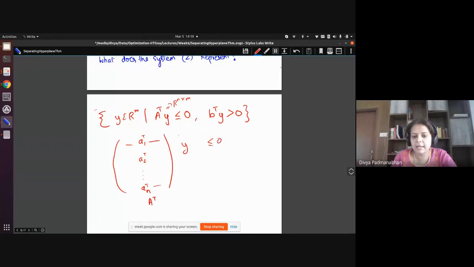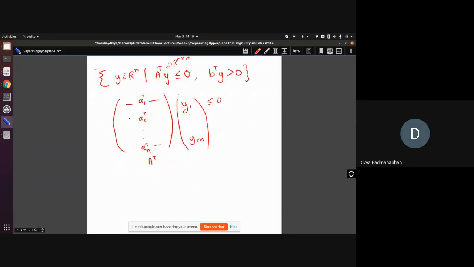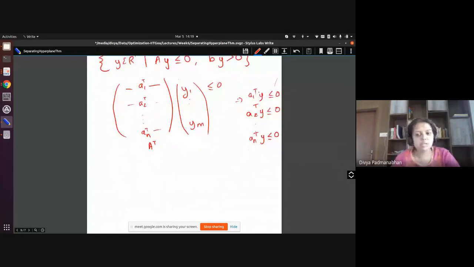So Y is something like Y1 to Ym, so Y is in Rm. So A transpose Y is less than or equal to 0, and B transpose Y is greater than 0. If you look at each of them, A1 transpose Y less than or equal to 0, A2 transpose Y less than or equal to 0, and so on up to AN transpose Y less than or equal to 0. You can recognize this immediately as a set of hyperplanes.